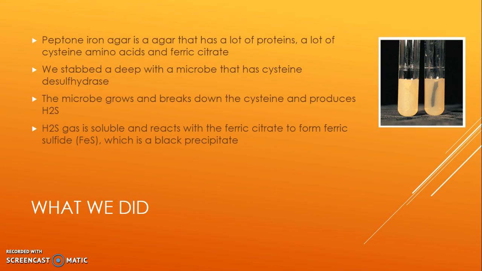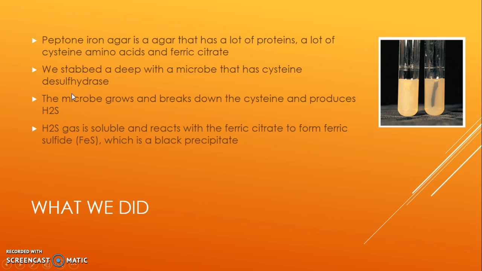So what we did was, we took peptone iron agar, an agar that we use, and it has a lot of proteins, right? Amino acids make up those proteins, so it has a lot of cysteine in it. It's also got a chemical called ferric citrate in it, which we'll talk about later. So we took a deep of peptone iron agar like this, and we stabbed it with a needle that had microbes on it, and the microbes have the enzyme cysteine desulfhydrase.